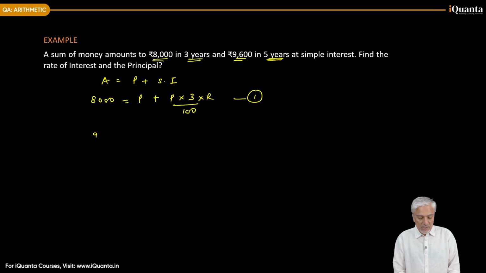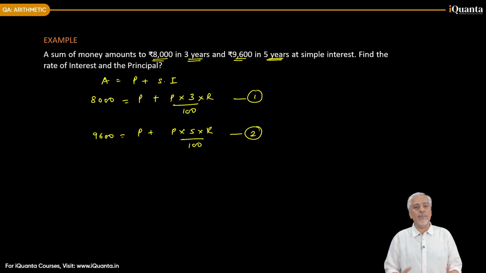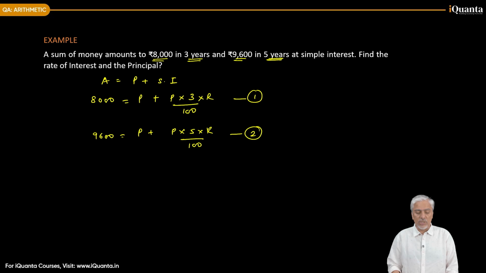And in the second equation, 9600 is equal to P plus P into 5 into R upon 100, because the second time it is 5 years. They get these two equations and then they solve them carefully, subtract them carefully. And even after that, it is not very straightforward. It is not difficult, but not very straightforward. So suppose I continue and explain, subtracting these two equations.